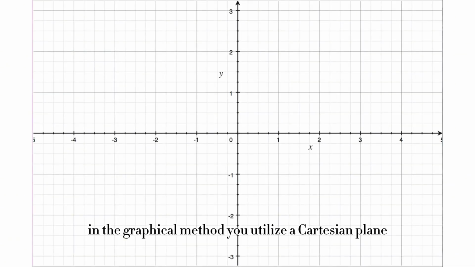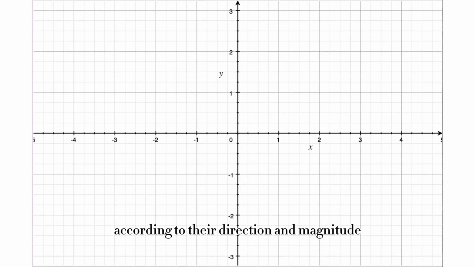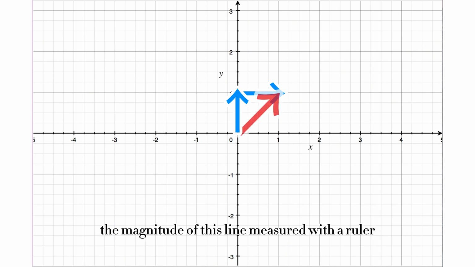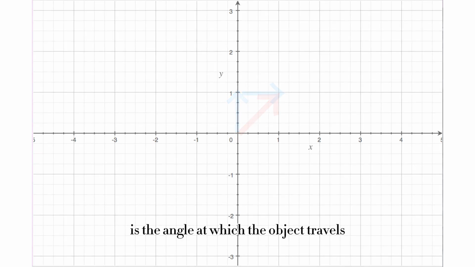In the graphical method, you utilize a Cartesian plane and graph the vectors according to their direction and magnitude. The second vector must be drawn using a technique called tip to tail. This demonstrates that the second vector's start is the first's end. Finally, you draw in the hypotenuse, also known as the resultant vector. The magnitude of this line, measured with a ruler, is the magnitude of the sum of the vectors. The angle of the resultant vector, measured with a protractor, is the angle at which the object travels.